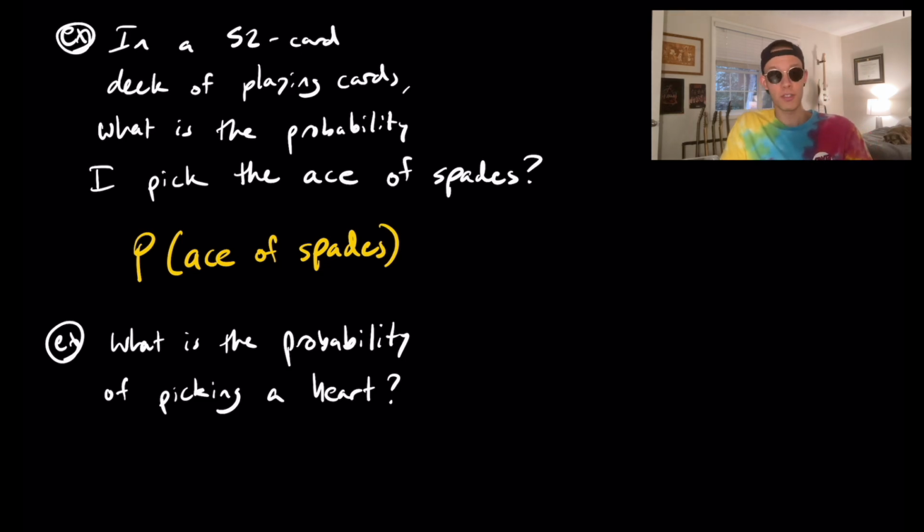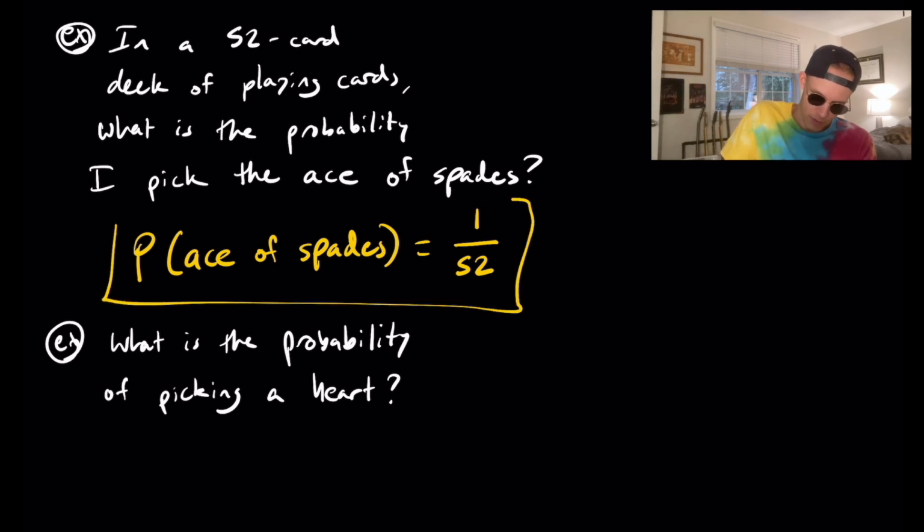So there are 4 suits in cards. There's spades, clubs, diamonds, and hearts. And there's only 1 ace for each of those suits. So that means there's only 1 ace of spades in the entire deck. So of our outcomes, there are 52. Let's put 52 at the bottom because there's 52 cards we could pick from. But there's only 1 ace of spades. So the chance of pulling that 1 card is going to be 1 out of 52.